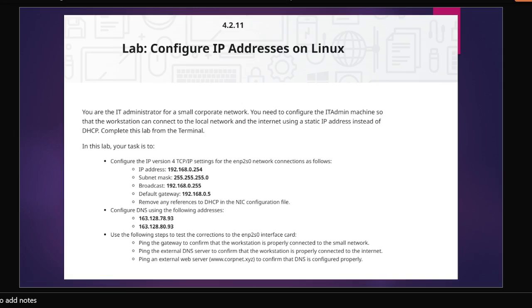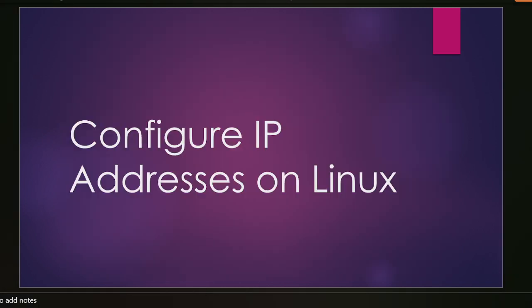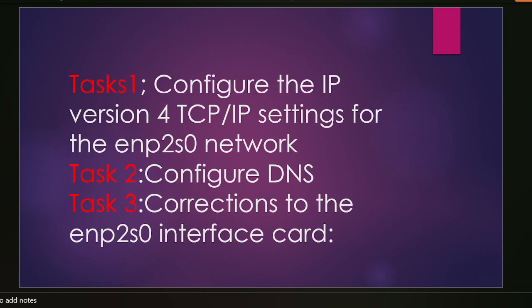Hello, today we're going to do a hands-on configuring IP address for Linux. We have three main tasks to configure the IP address for Linux. The first step is to configure the IP version for TCP/IP settings for the ENP2S0 network. The next task is to configure DNS, and the third task is to correct the ENP2S0 interface card. So let's dive right into the task ahead of us.